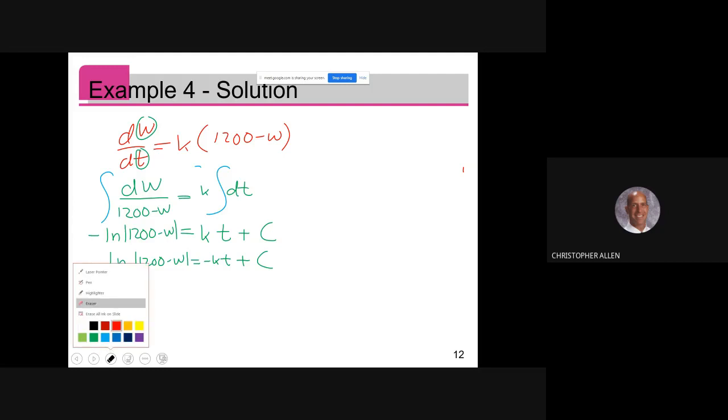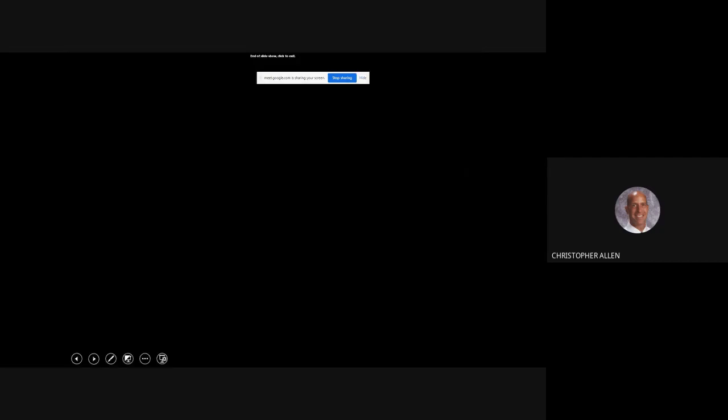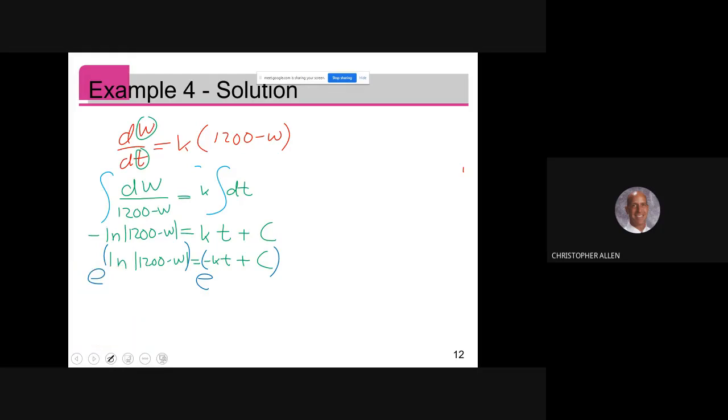Okay, so how do we get rid of the natural log? We're going to e both sides, just like we did last week. So that's going to give us the following. Absolute value of 1200 minus w equals c e to the negative kt. That's where that c comes from that we keep seeing in these exponential problems. And I left off an absolute value symbol there, sorry about that.